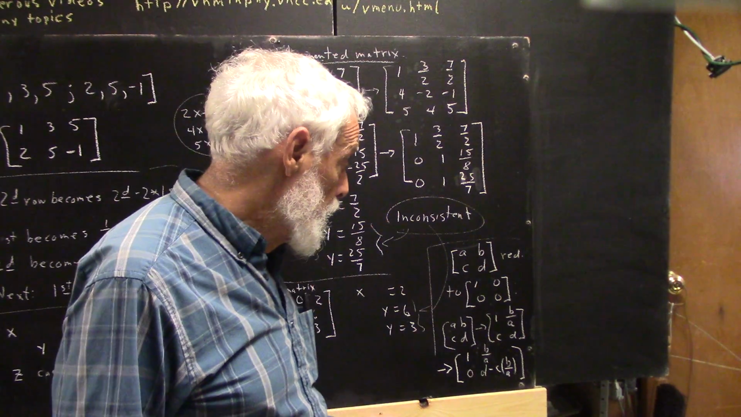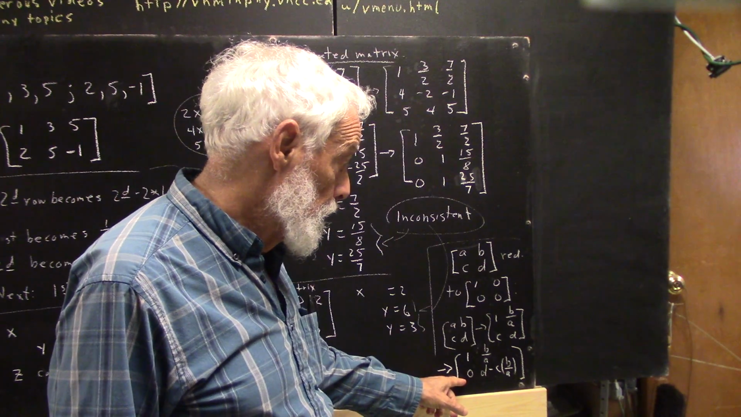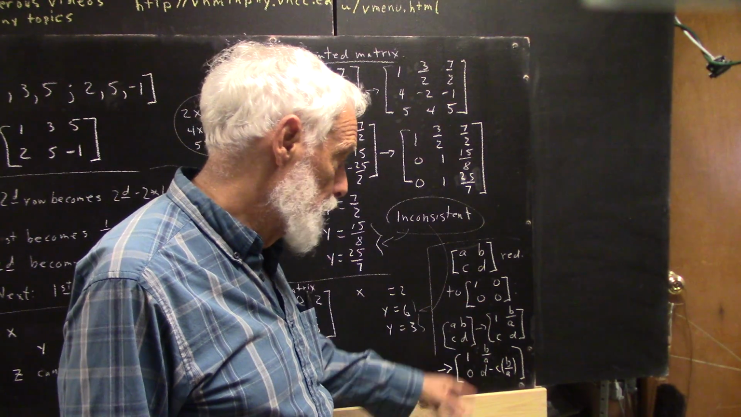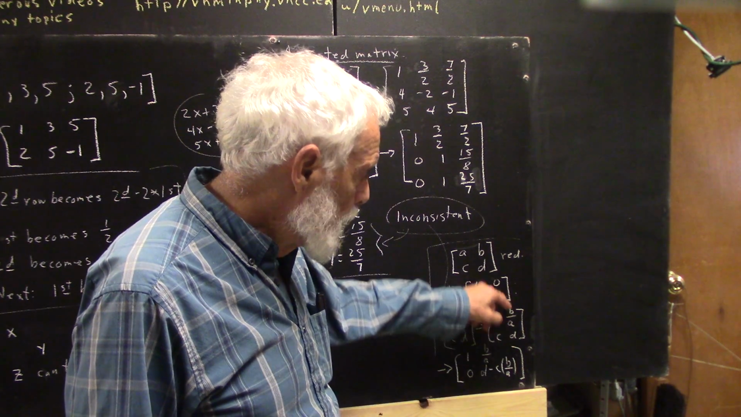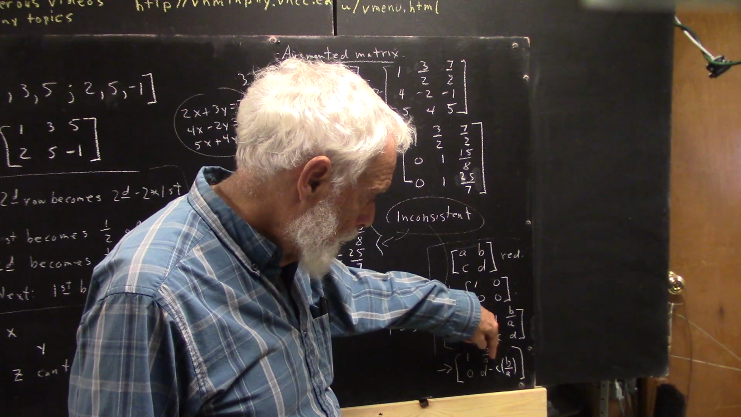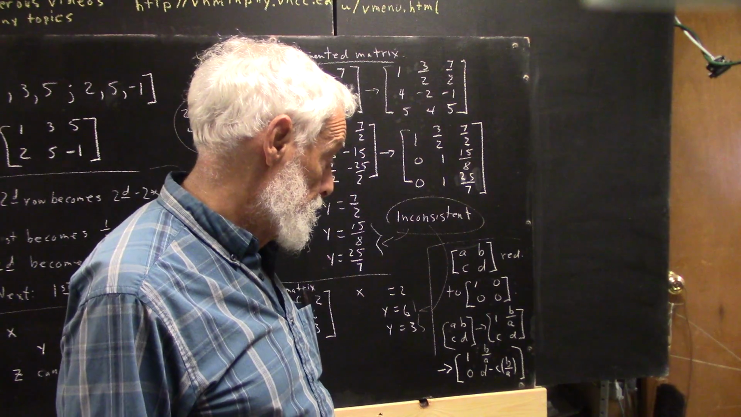And if we do that, of course, we're going to get 0 here. That's why we subtracted C times the first row. And also D minus C times B over A. D minus C times B over A. Okay?